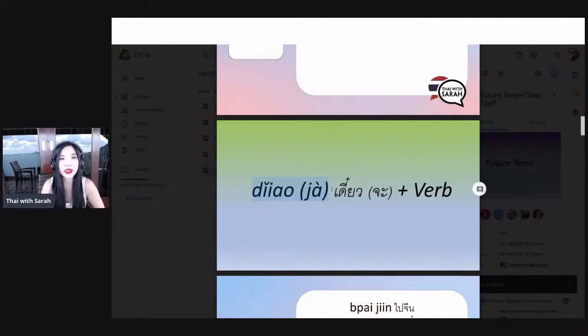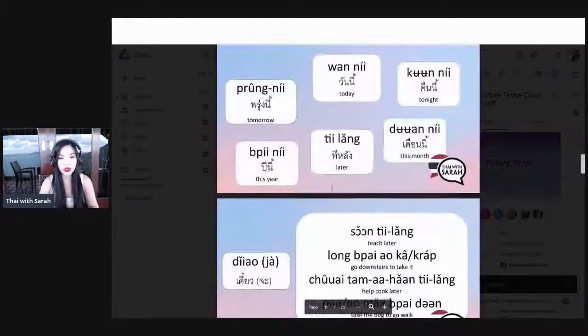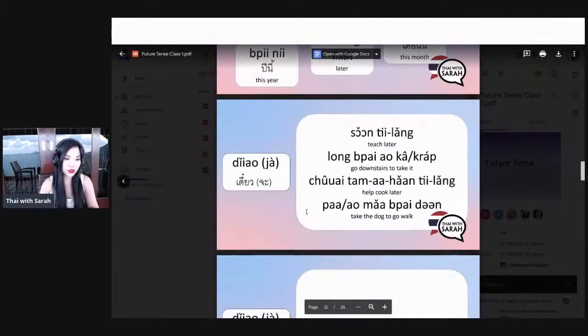In short, เดี๋ยวจะ is pretty much used as a response, like, hey, I'm here now, can you come down? And I said, okay, เดี๋ยวจะลงไป, then I use เดี๋ยวจะ. Usually it's used as a response here. Okay, all right, so that's future tense here.